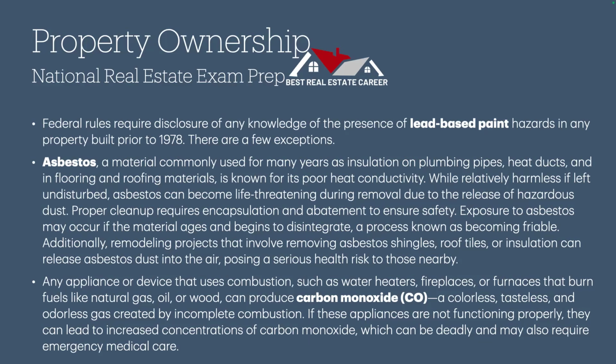When we're talking about property ownership, we're talking about these federal rules that are required for any knowledge or presence of lead-based paint, right? These are disclosure things. So we're talking about property ownership disclosure. And when we're talking about disclosure, lead-based paint is anything in a home prior to 1978. So if you have a home built on or before January 1st, 1978, there is a requirement for a lead-based paint disclosure.